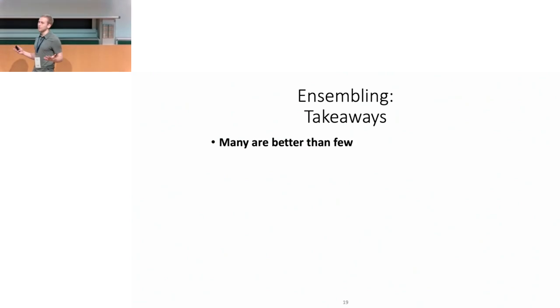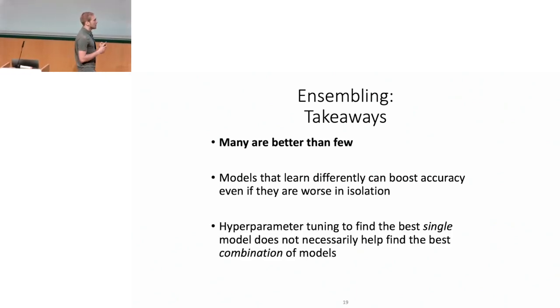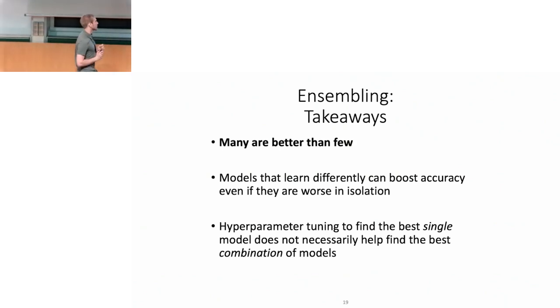So simple takeaways here: generally many models are better than few because when you average them together, you are able to capture the strengths of each one and they can synergize with each other. Models that learn differently can boost accuracy even if they're worse in isolation. And hyperparameter tuning to find the best single model does not necessarily help find the best combination of models.